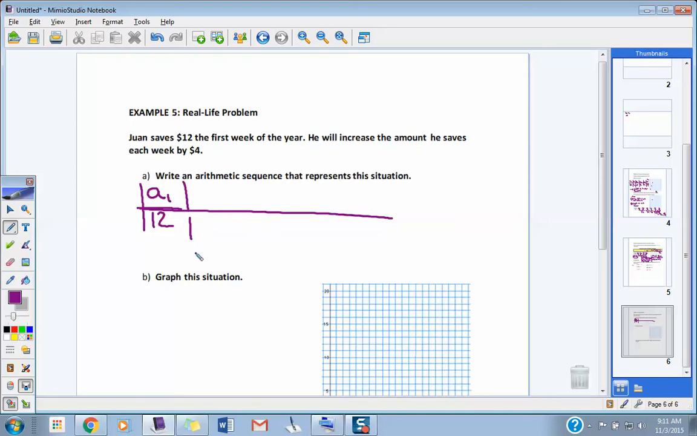Okay, how much more is he going to put away next week? So totally, how much will he put away next week? 16. Let's just do a third week. How much is he going to put away the third week? 20. All right, first things first. Are you recognizing a pattern here to begin with? What's the pattern? Going up by 4. So the question becomes, what's my common difference? Well, what is the common difference here? It's 4, isn't it?